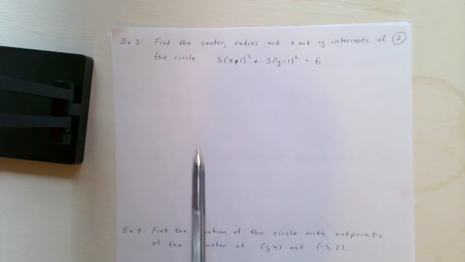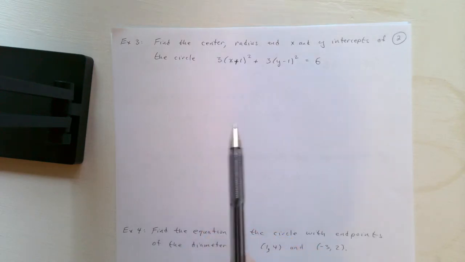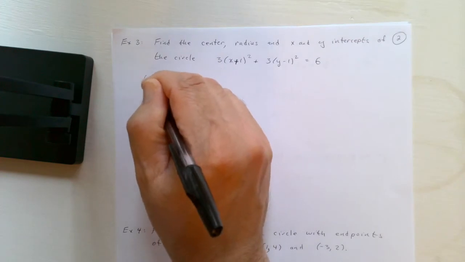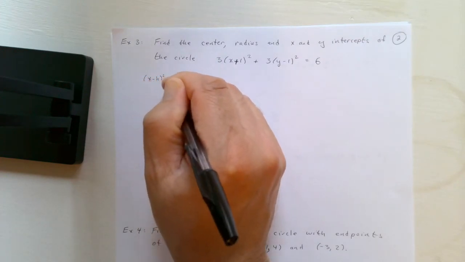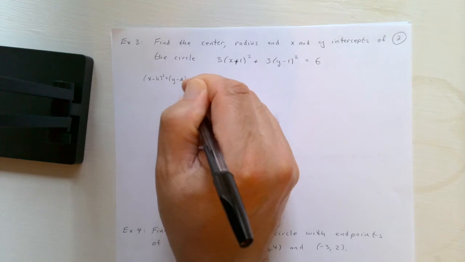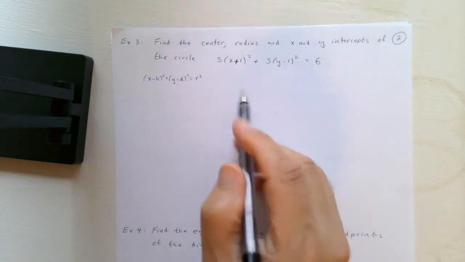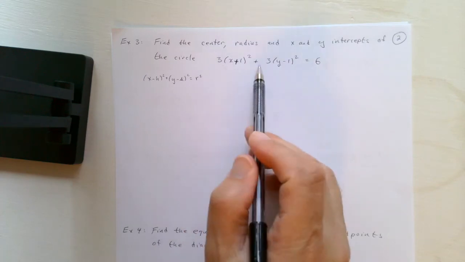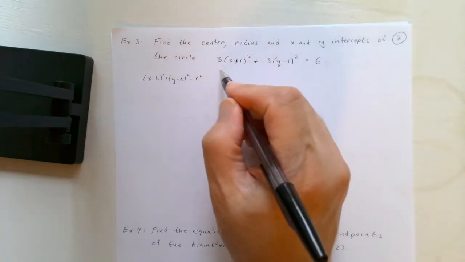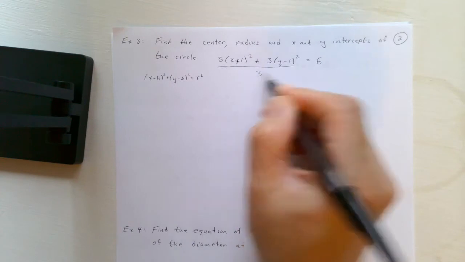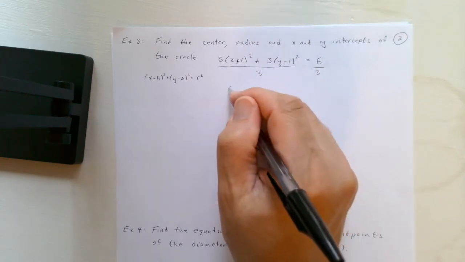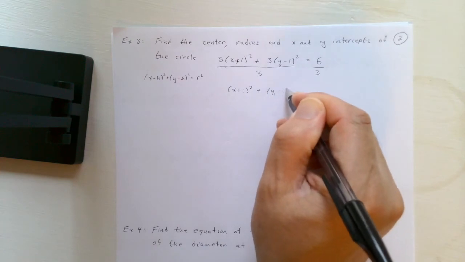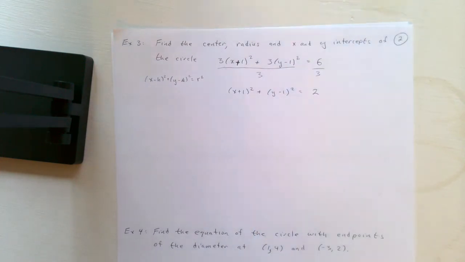Okay, and if you look at it in the general form, we want something in the form of (x minus h) squared plus (y minus k) squared equals r squared, right? So we want to get rid of these 3's. And fortunately, because we have a 3 here and a 3 here, we can just divide everything by 3. Okay, and so we get (x plus 1) squared plus (y minus 1) squared equals 2.